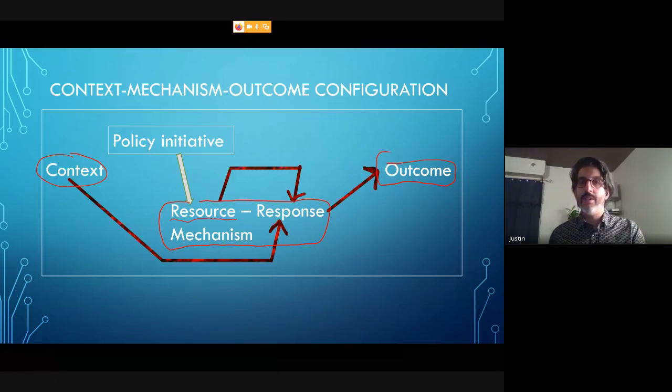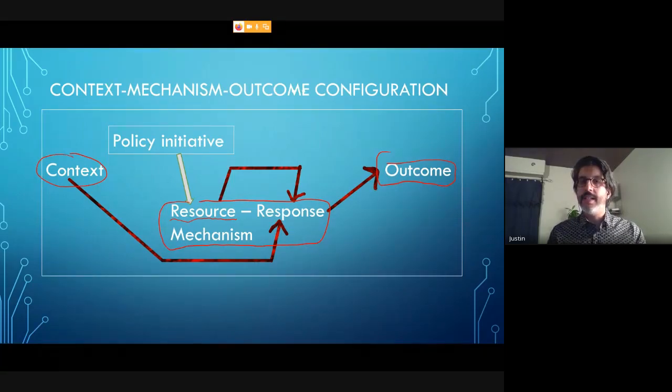Now, interesting though, the response is not just influenced by the resource, it is also influenced by the context. In other words, yes, you have some resources, maybe a resource to incentivize a new way of thinking. Maybe something is on offer, some monetary offer or some other kind of support. And you expect that the response will be positive, but in your evaluation, you find that the response is not positive, then the question is, what happened?